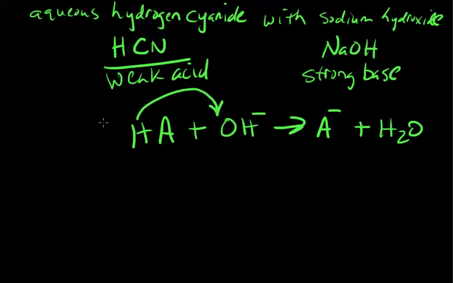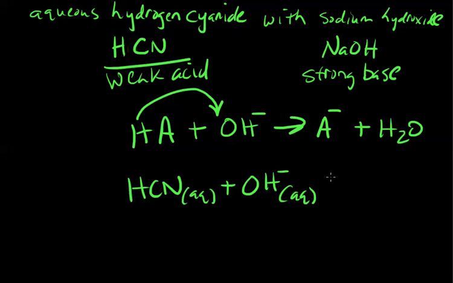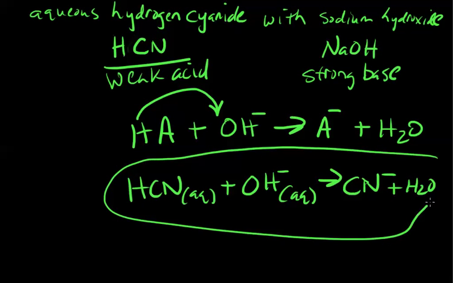So for a weak acid and strong base, here's our hydrogen cyanide acid plus hydroxide ions, and this is going to produce cyanide ions plus water. Probably not something that you want to drink, but here is our net ionic equation.